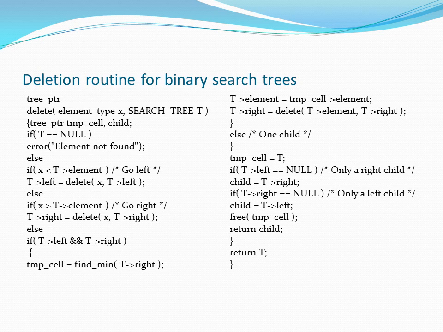Otherwise, if the element has only one child, only one subtree, right or left, then if t left equals null, meaning there is no left child, we are moving to the right child equal to t right. If the right subtree equals null, we are moving to the left subtree and returning that child. After that, we free the element x that we are deleting. Free is used to deallocate the memory space. After deleting, we are returning the tree.